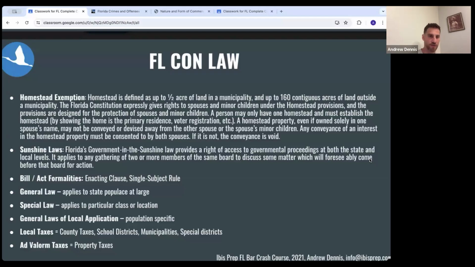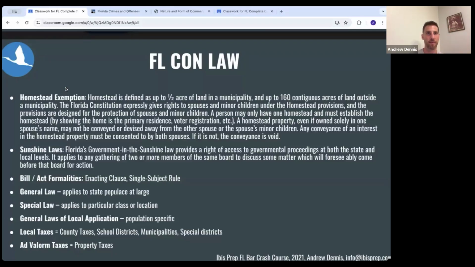So sunshine laws, I think my prediction, and my prediction is just a prediction because that's all it is. It's very mathematical. I teach math. Can't wait till August when I can stop teaching the bar and just teach normal subjects again. But no offense. Mathematically, my prediction is a Florida con law essay that's just like this slide: homestead, sunshine law, making an act of law, general law, special law. Like this slide, I think, is likely to be tested, in my opinion. Not likely, but it's just my prediction. Don't say likely, Andrew. I think my prediction is this slide.